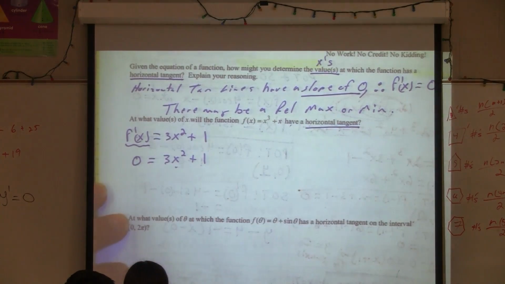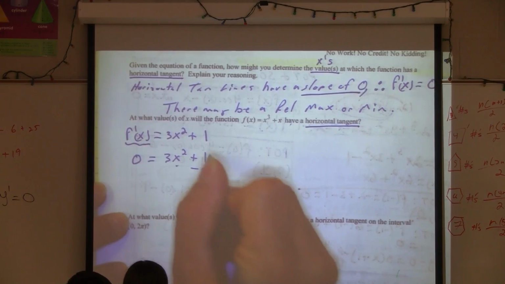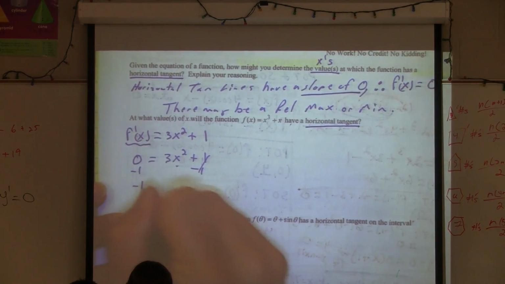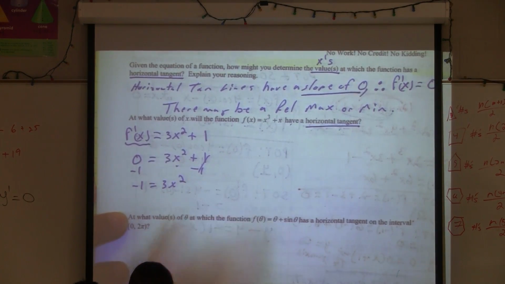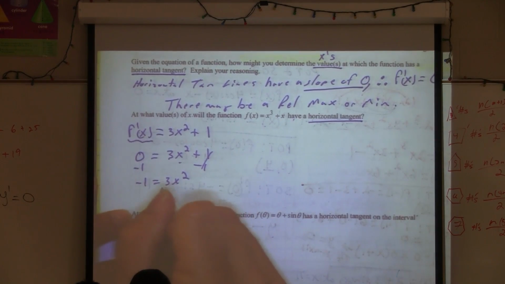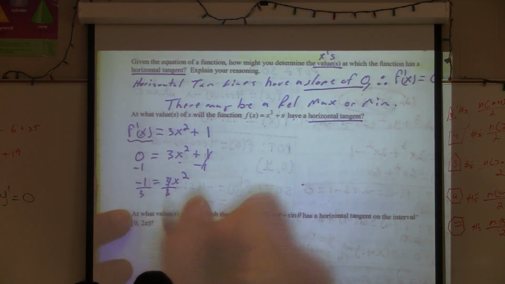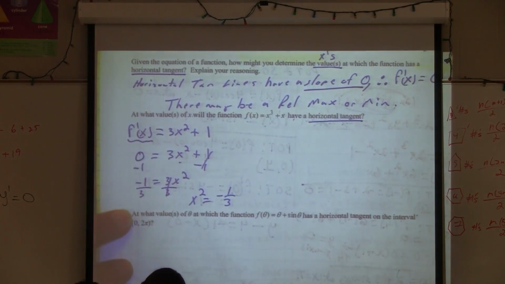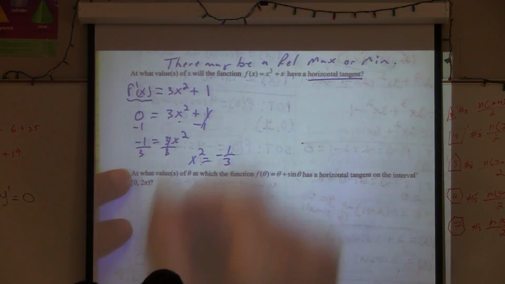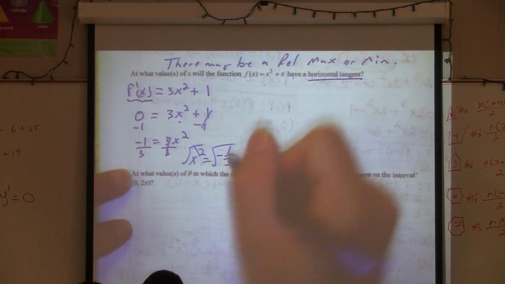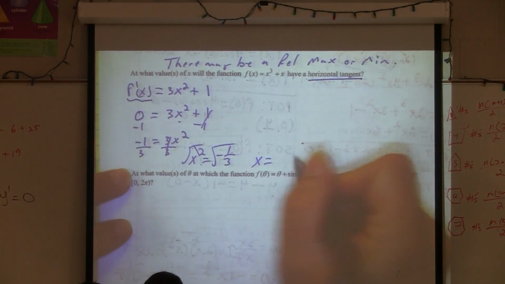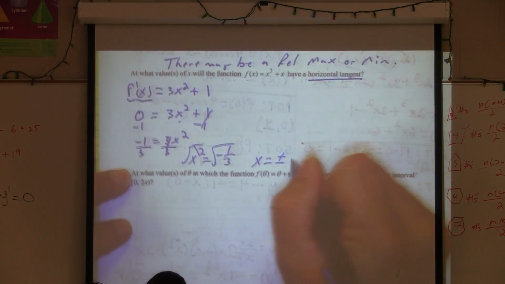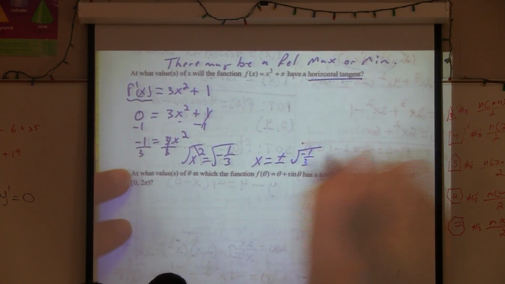So how would I solve this? Minus 1. So I have negative 1 equals 3x squared. And then? Divide by 3. So I have x squared equals negative 1/3. And then I take the square root. And what happens when I take the square root? Plus or minus the square root of negative 1/3?